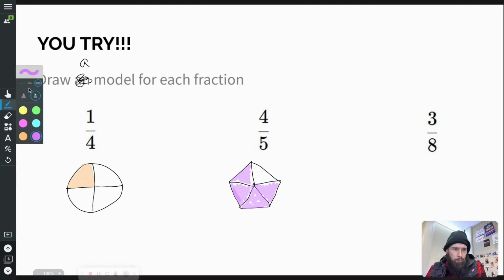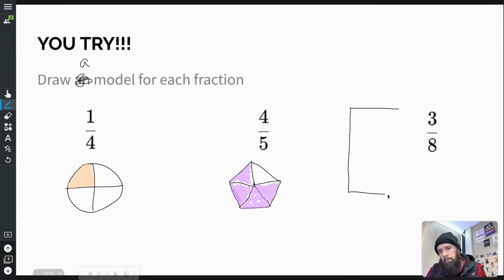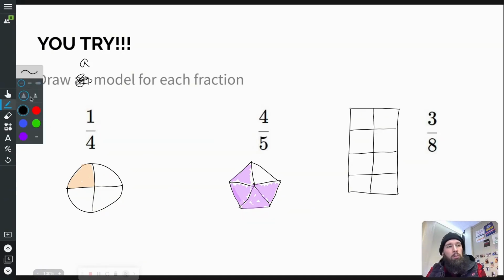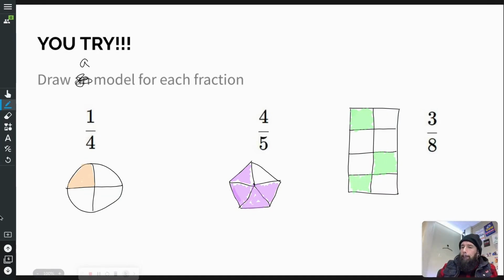All right, 3 out of 8. Let's not do a pizza again. Let's just do a rectangle. Okay. Let's cut it down the middle. Cut that down the middle. Cut that down the middle. And cut that down the middle. I care about 3/8, so I'm shading 3 out of 8 of them. So 1. There we are. How about you? 2. And how about you? 3. Okay?